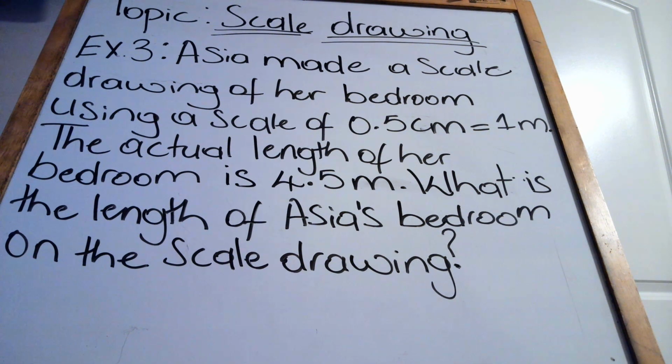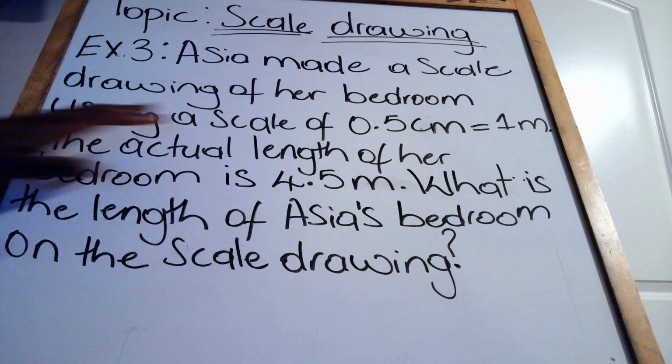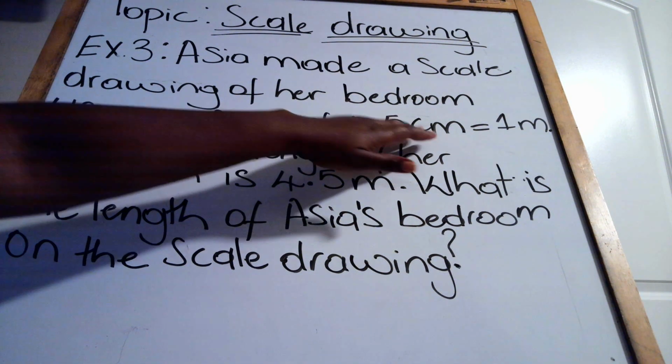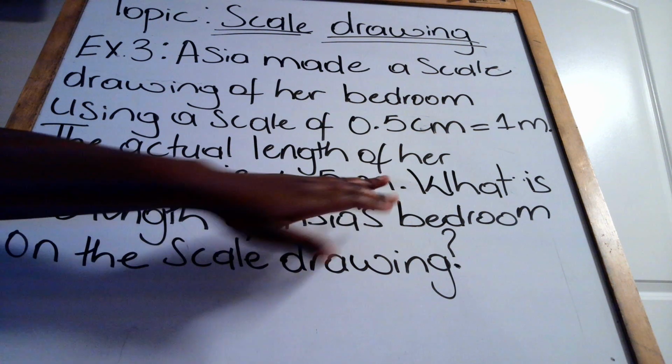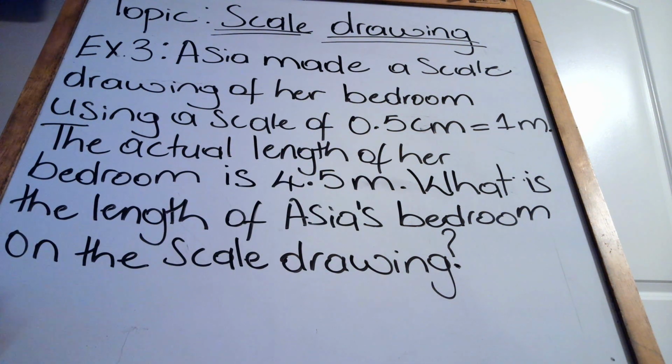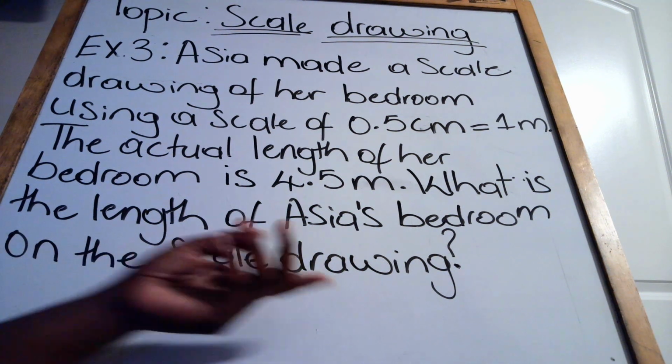Example 3. It says, Aisha made a scale drawing of her bedroom using a scale of 0.5 centimeters equal 1 meter. The actual length of her room is 4.5 meters. What is the length of Aisha's bedroom on the scale drawing?